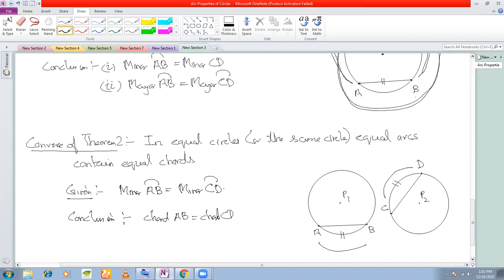Not only this, but I could also give you the major arc, right? Not only the minor arc. Instead of the minor arc, suppose I give you the major arc, that is, I give you this entire part, the major arc AB.